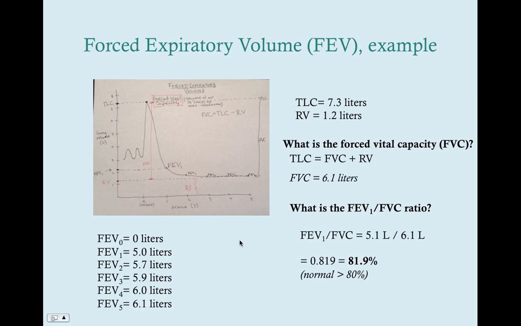So it doesn't really matter. Well, if we're looking for an obstructive disease, the volumes aren't so much important. It's the ratio. And we're going to look at restrictive diseases where the volumes are actually more important than the FEV1 FVC ratio.